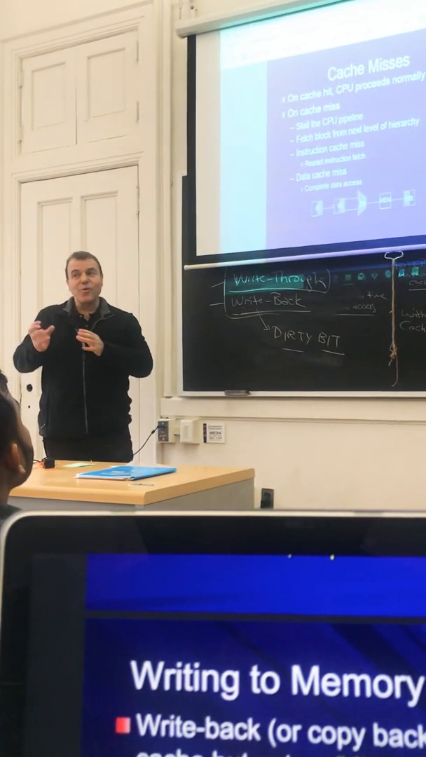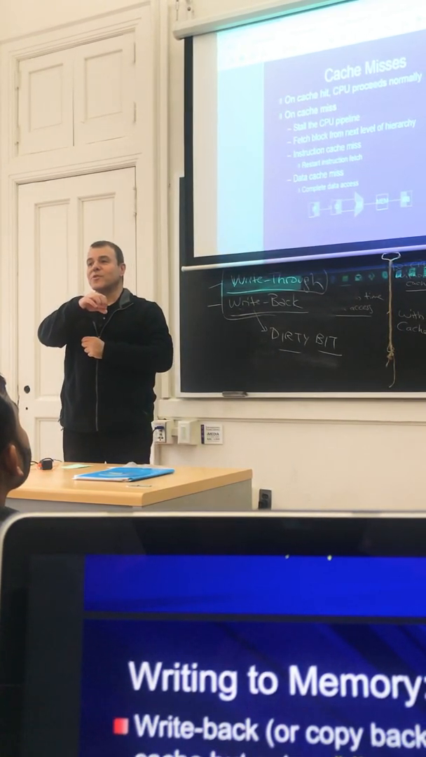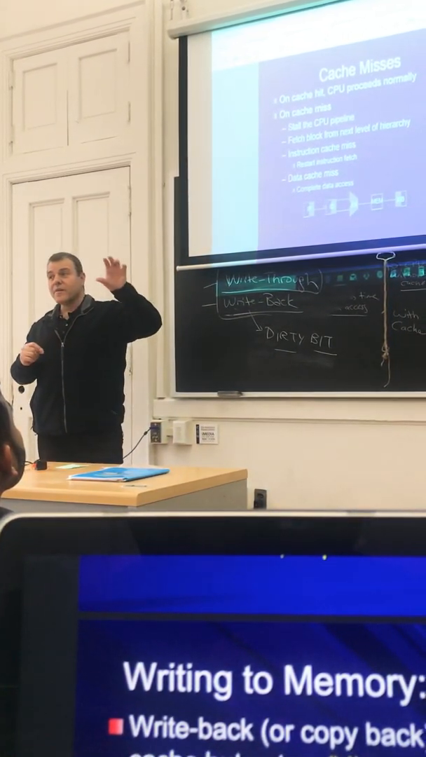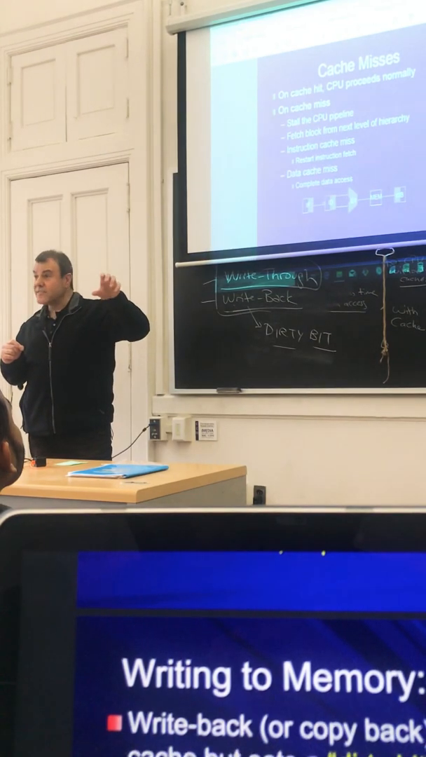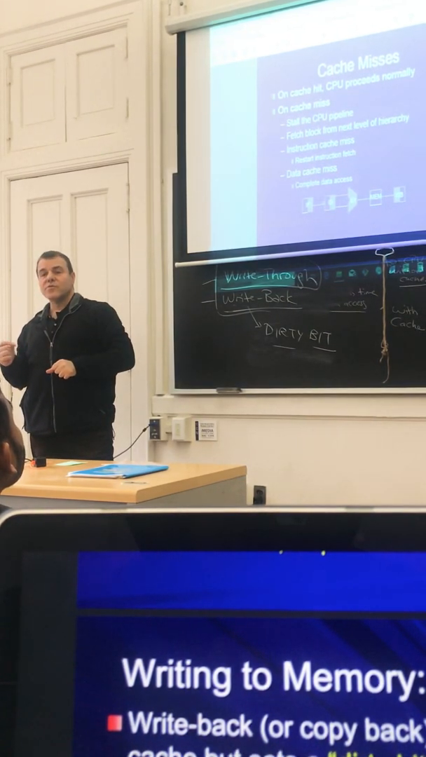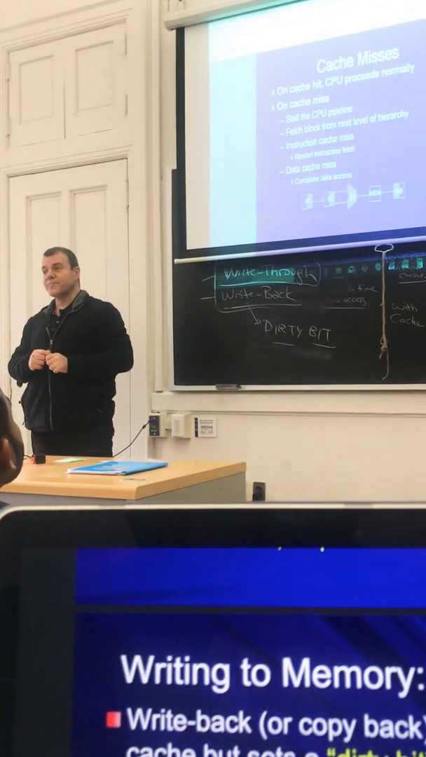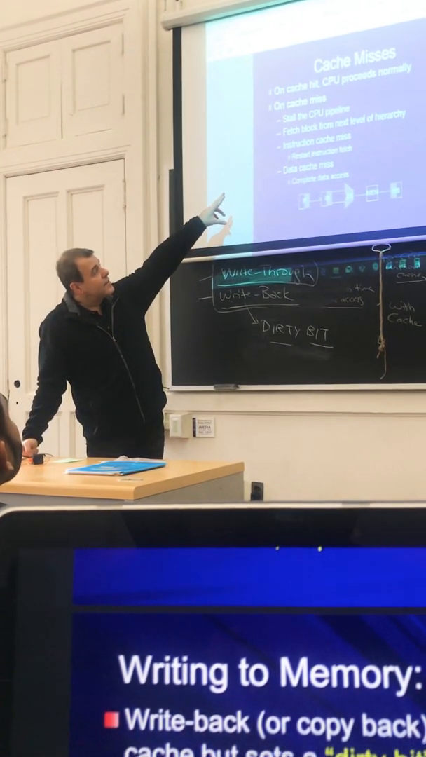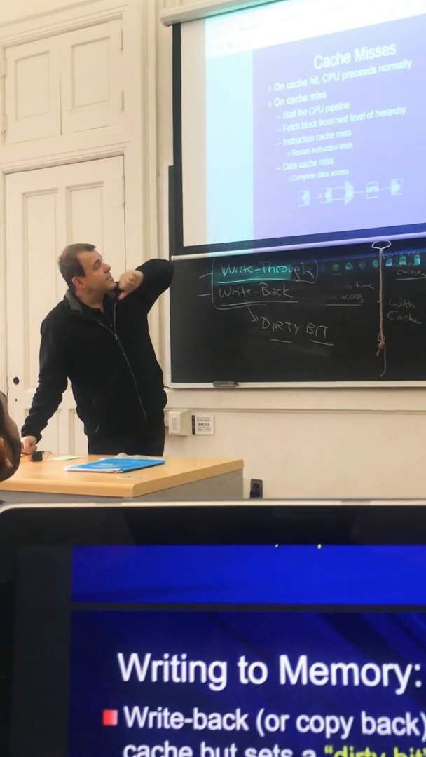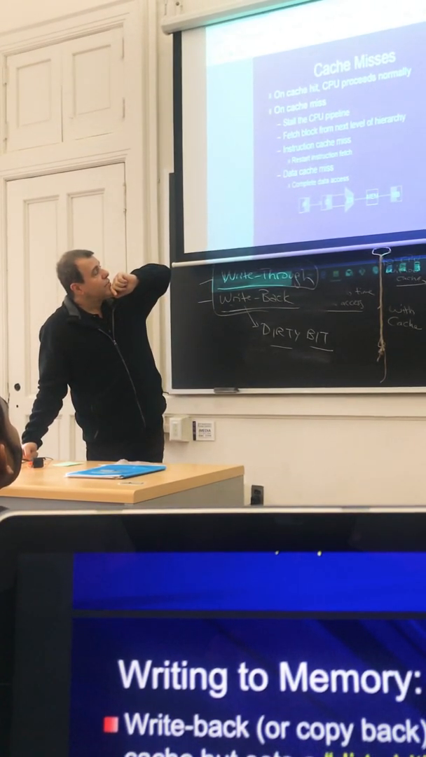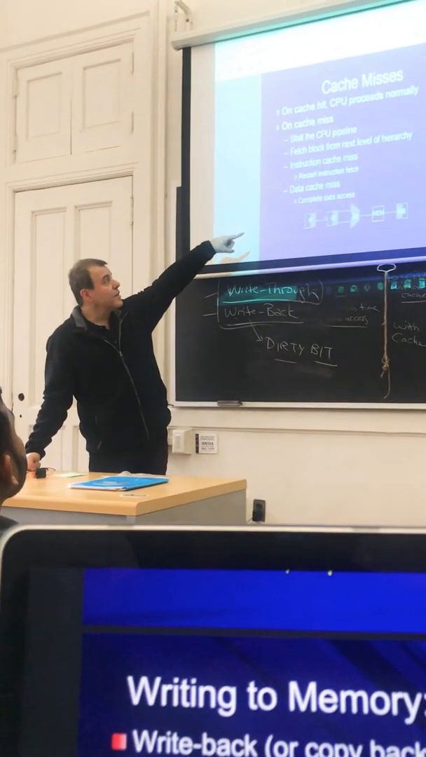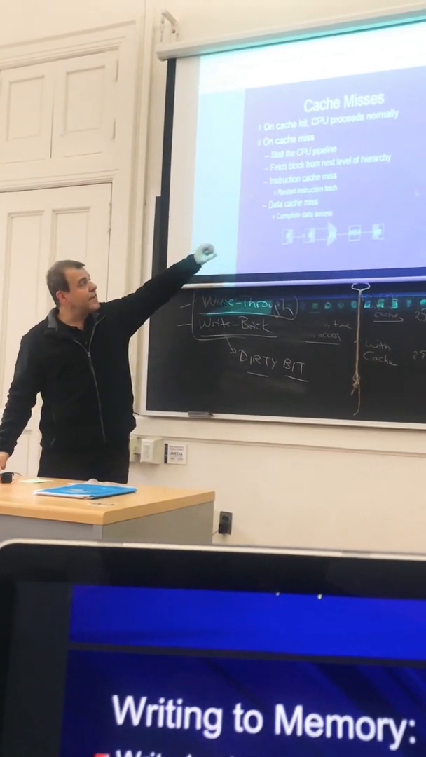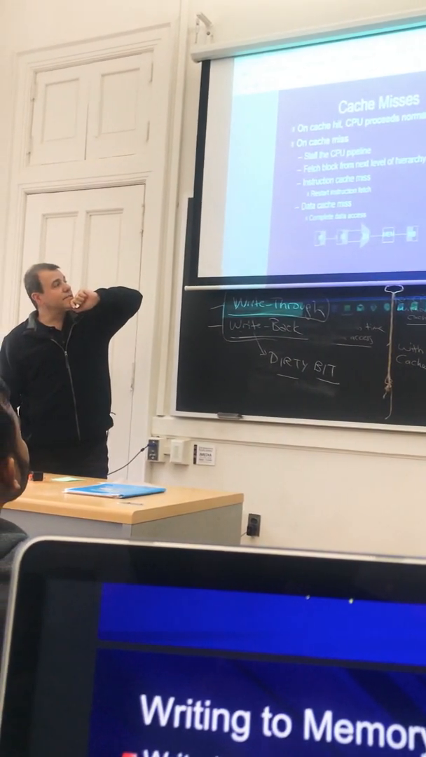So if that's the case, you always go to the next level up, because the next level up might probably have data coherence at that moment, so you can rely on the next level up. So you fetch the block from the next level, and restart the instruction fetch for an instruction cache miss, or for a data cache miss, you complete the data access.